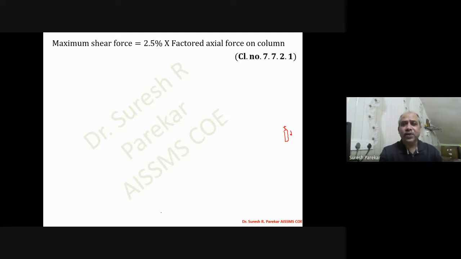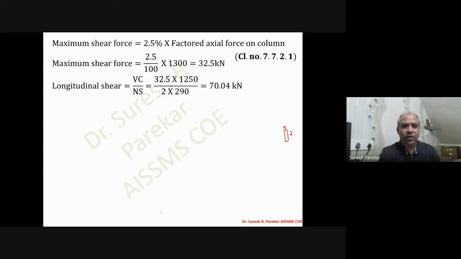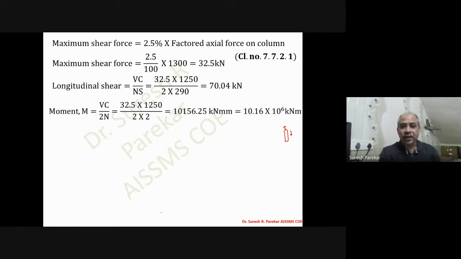Now maximum shear force, as we know, 2.5% gives me 32.5 kilonewton value. Longitudinal shear we have value 70.04 as per clause number 7.7.2.1. Moment we will calculate, which gives me 10.16 kilonewton meter.